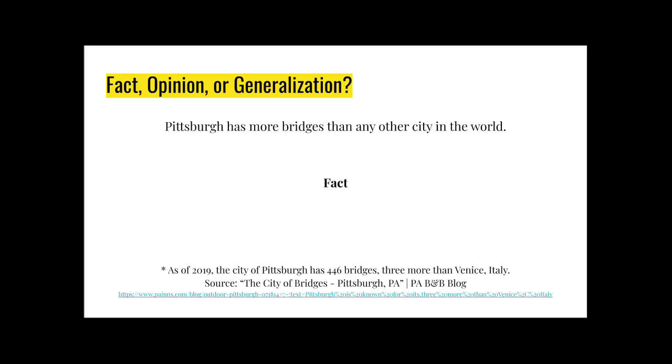As of 2019, the city of Pittsburgh has 446 bridges, 3 more than Venice, Italy. So, unless Venice has built 4 bridges within the last few months, we can say that yes, Pittsburgh does have more bridges than any other city in the world. Therefore, this statement is, in fact, provable.